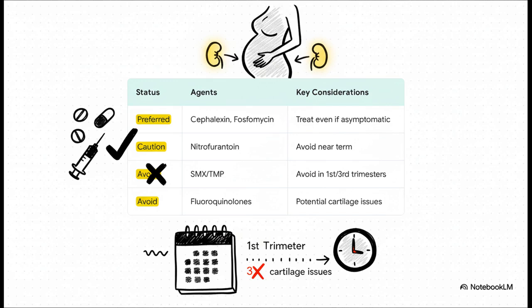Now, what do we use? Cephalexin and fosfomycin are good choices. But what's even more important to know is what not to use and when. SMX/TMP is a no-go in the first and third trimesters. Nitrofurantoin should be avoided right at the end of the pregnancy. And fluoroquinolones, they are off the table for the entire pregnancy.